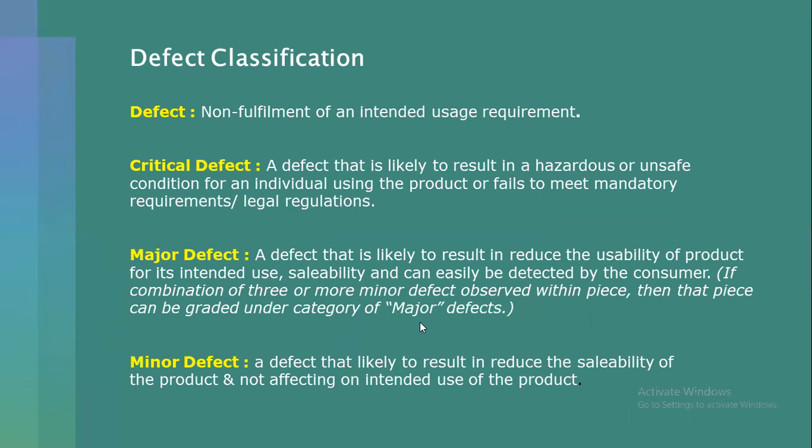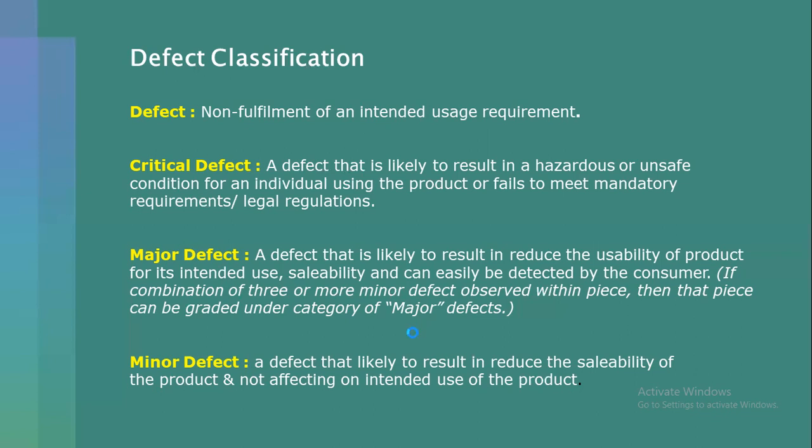A major defect results in reduced usability and sellability of the product and its intended use, which can be easily detected by the consumer. So those kinds of defects are major defects. A minor defect is likely to result in reduced sellability of the product and does not affect the intended use of the product. So those types of defects are called minor defects.